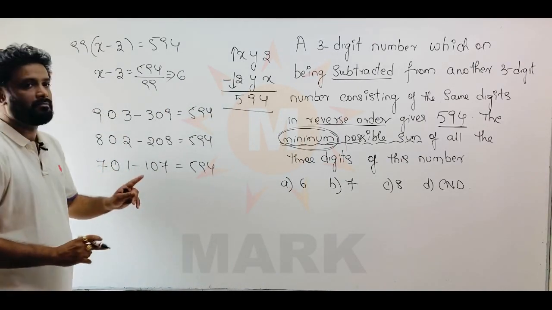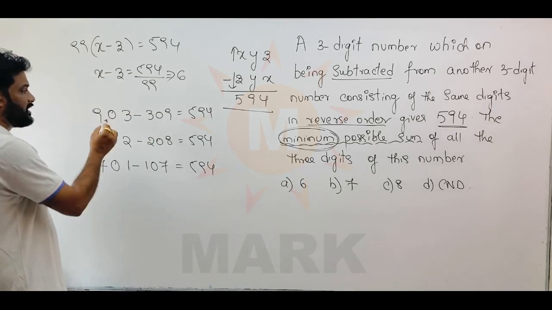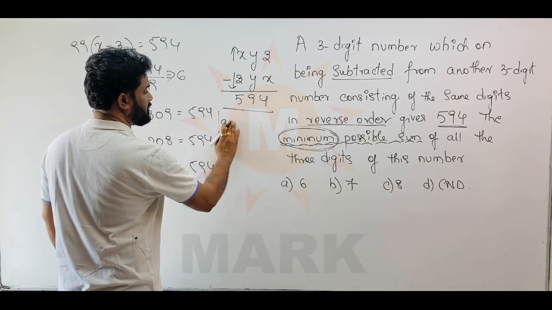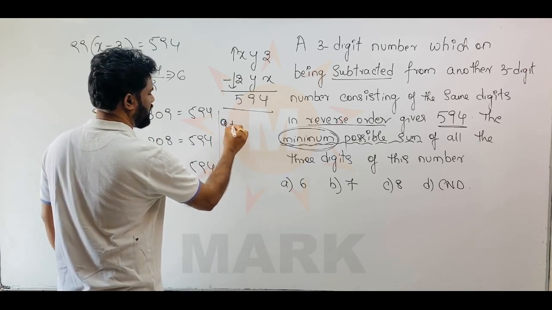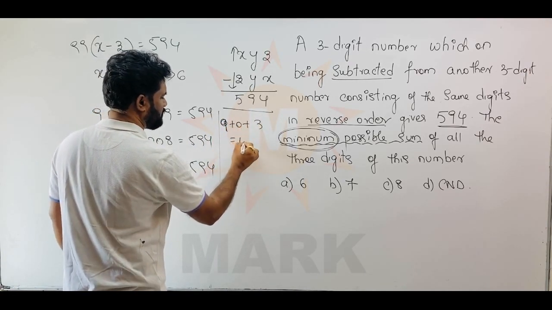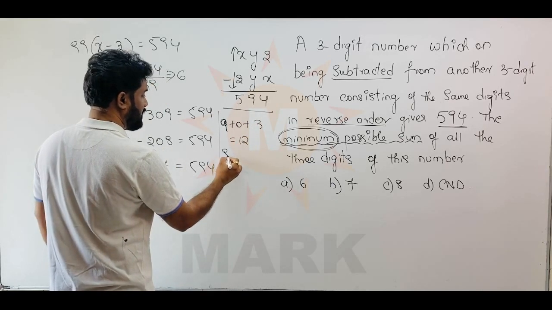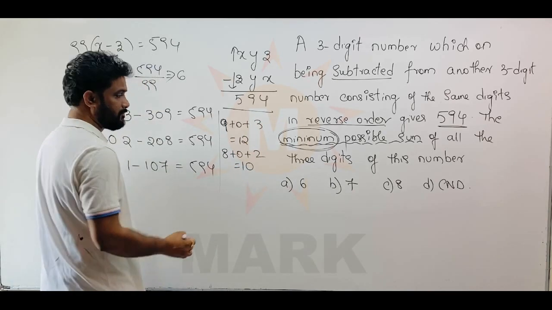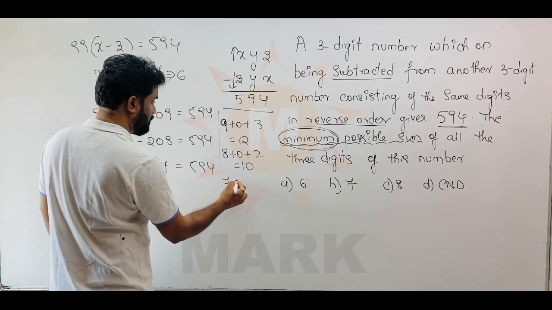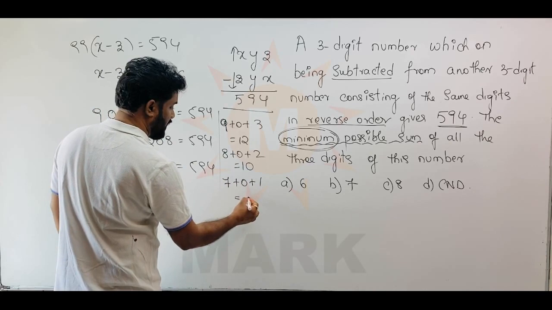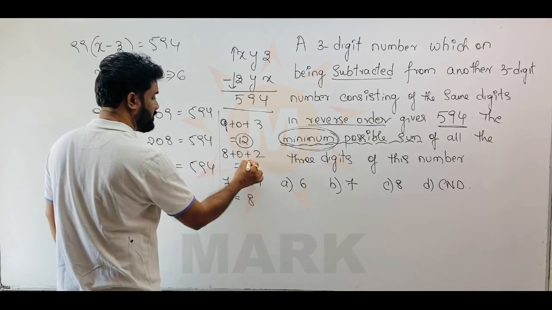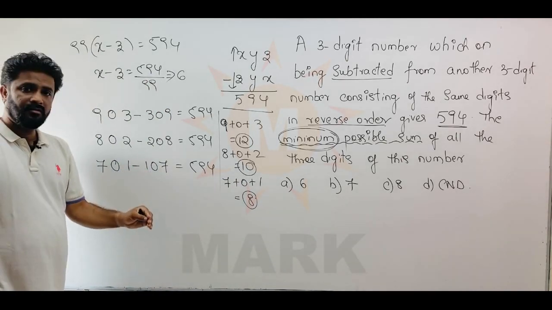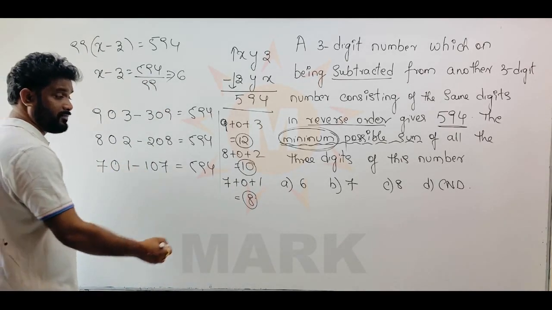If I take the sum of the digits, 9 plus 0 plus 3 will give 12. This is one possible sum. The second one is 8 plus 0 plus 2, which is equal to 10. The third one is 7 plus 0 plus 1, which is equal to 8. The sums are 12, 10 and 8. So what is the minimum sum? That should definitely be 8.